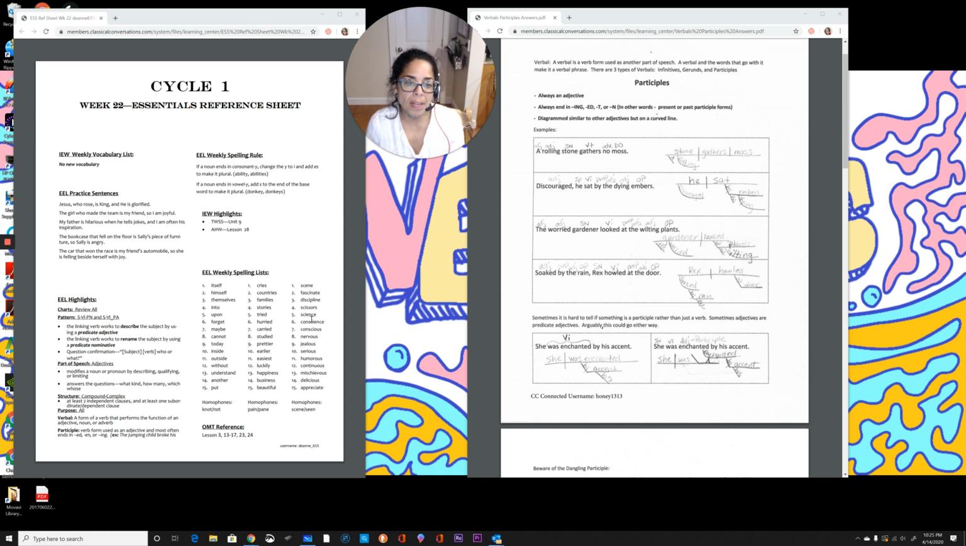Discouraged, he sat by the dying embers. Here in this case, you see discouraged is a verb that is being used as an adjective to modify he. It's telling you how he feels. So discouraged is on a curved line under the word he. Also dying is under the prepositional phrase by the dying embers. Embers is modified by both the and dying, and dying is on a curved line under embers. And there are some more examples that you can take a look at.